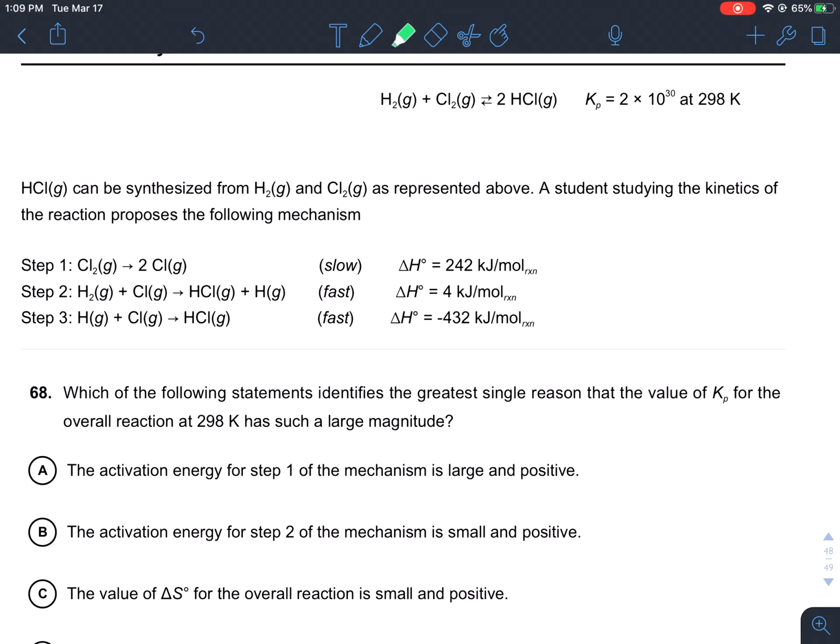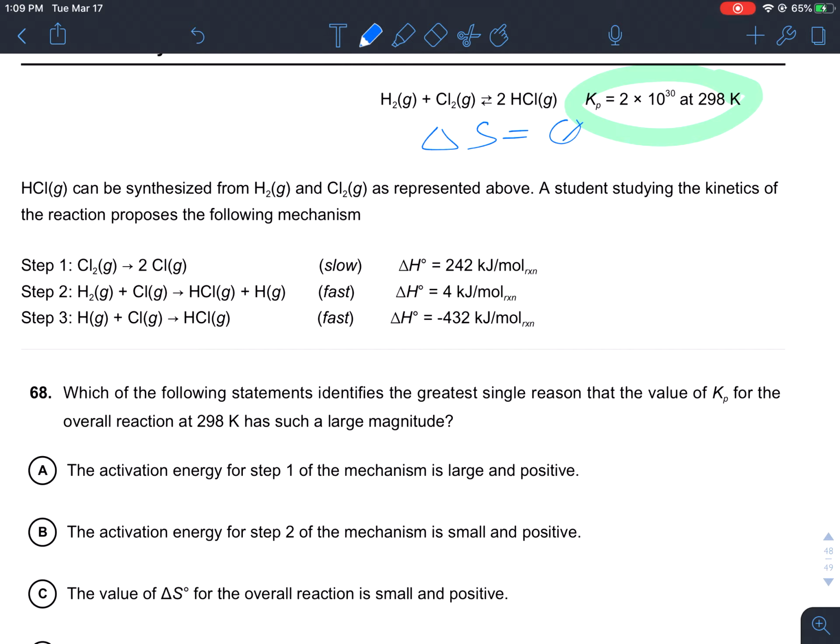Whoa! Look at that. HCl can be synthesized from H2 and Cl2 as represented above. A student studying the kinetics of the reaction proposes the following mechanism. Slow, fast, and he has Kp going on. Which of the following statements identifies the greatest single reason why the Kp for the overall reaction has such a large magnitude? Why is K so incredibly big? Look at that K value. It means a lot of products, no reactants. Well, I'm going to tell you this. You know what your delta S is?